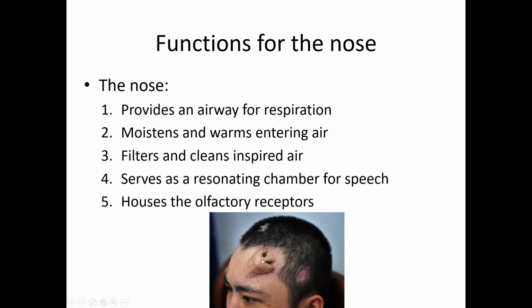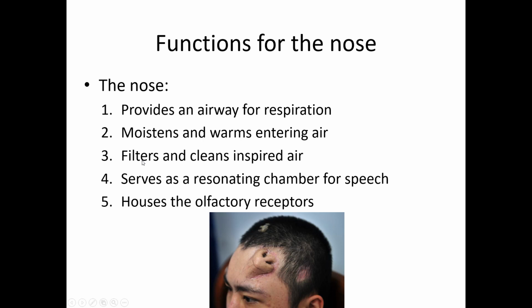This is just the external nose, which helps to keep your nostrils open so that you can breathe in and out. Most of the function of the nose is actually happening inside of the nose, and so moistening and warming the air is very important. I don't know if you've ever been outside when it's super duper cold, but if cold air hits your lungs, it actually hurts, and that's because your lungs really weren't meant for cold, dry air to hit it.